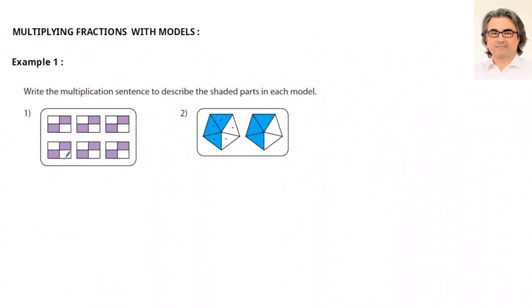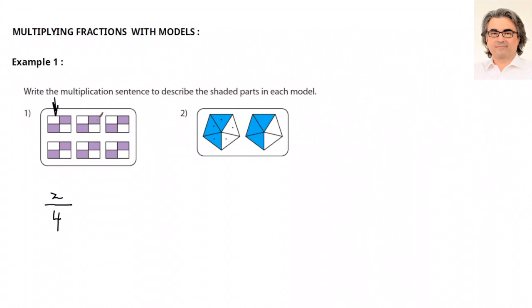In the first picture, I have 1, 2, 3, 4, 5, 6 equivalent rectangles, and each rectangle is divided into 4 small equivalent rectangles, and 2 of them were colored. How can I represent the shaded region as a fraction for this small rectangle? 2 of them were colored, and I have in total 4 equivalent rectangles. From 4 rectangles, 2 were colored. So I may represent the colored region as a fraction as 2 over 4.